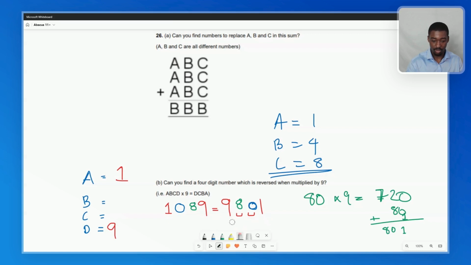We have 10899801. So B, back to red, B is 0 and C is 8. So A is 1, B is 0, C is 8, D is 9.